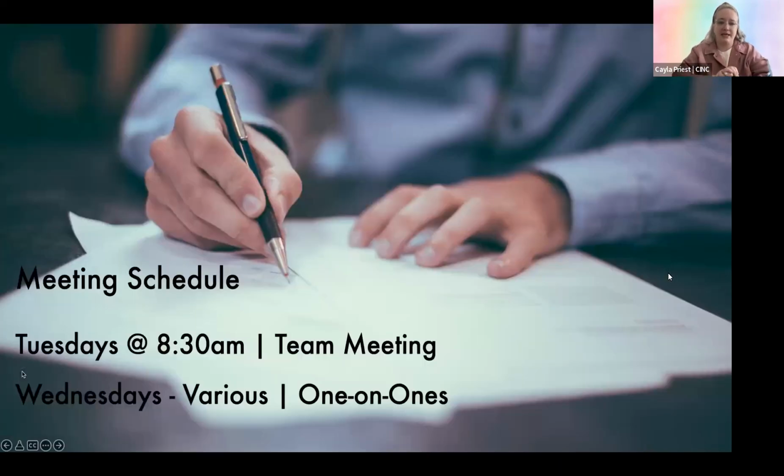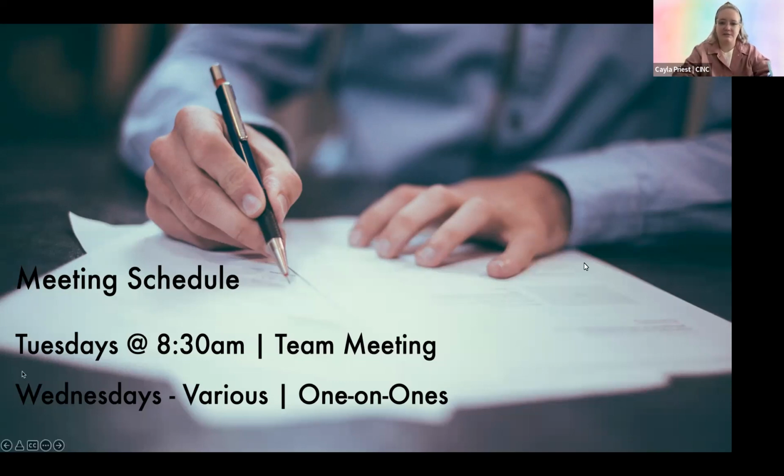So here's that meeting schedule that I mentioned before. Remember, Tuesdays around 8:30 works really well so the agents can leave and go straight into their prospecting time. And then I think that Wednesdays throughout the day work really well for the one-on-ones, so that team meeting is still fresh. However, if you do have a bigger team and you need to split those up between multiple days, that's okay. This is just where you can get started and then make it work for you.